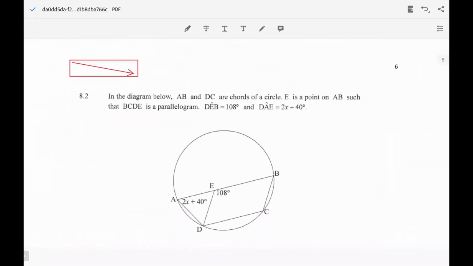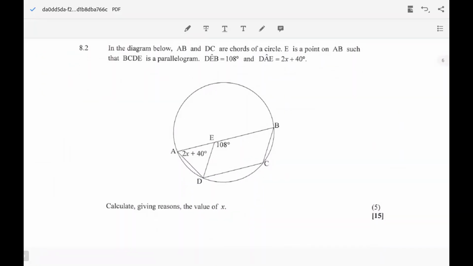Let's move on to 8.2. In the diagram below, AB and DC are chords of a circle. So AB, yes, you can see AB there, and DC, yes, these are the chords. E is a point on AB, so that's point E, such that BCDE is a parallelogram. This one here, a parallelogram.